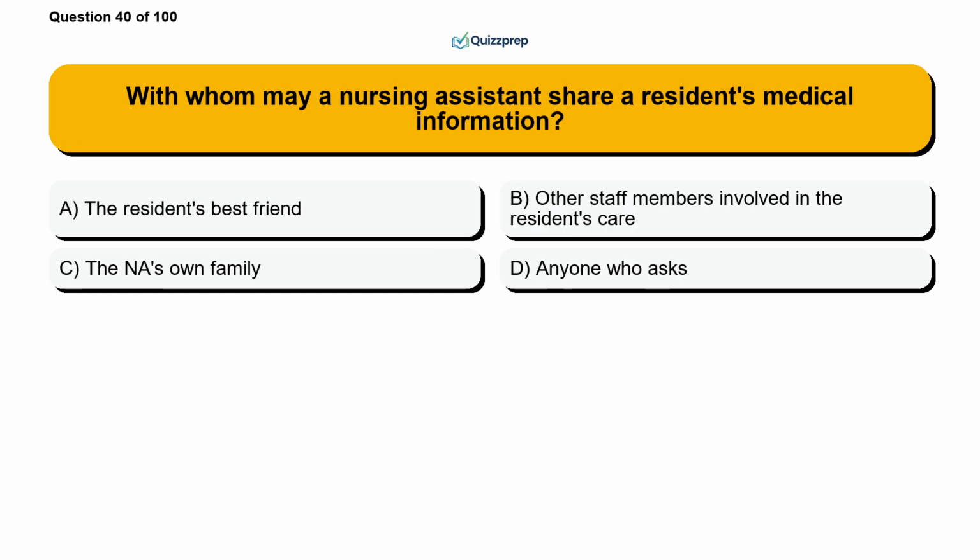Question 40. With whom may a nursing assistant share a resident's medical information? Option A, the resident's best friend. Option B, other staff members involved in the resident's care. Option C, the NA's own family. Option D, anyone who asks.